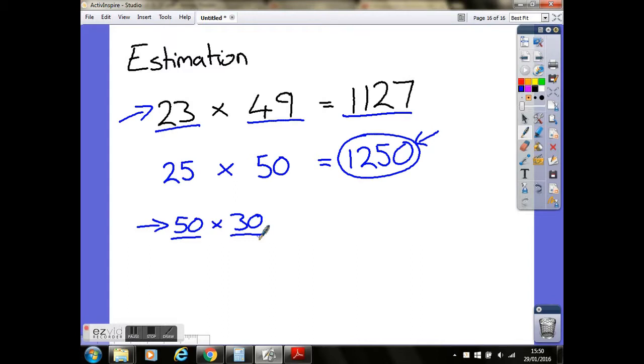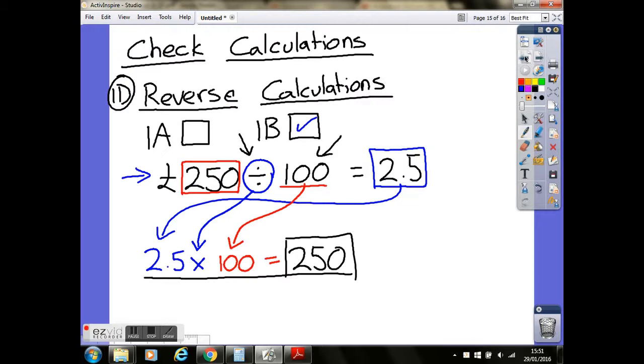To be honest with you, estimation and approximation technique I'd leave alone. I'd rather stick to reverse calculation, as the technique doesn't change. It's the same every single time. And it doesn't matter what numbers are in there, it's exactly the same technique time and time again. And that's the end of this short tutorial on check calculations.